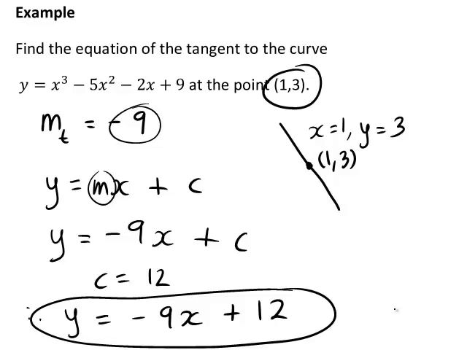So the process we followed is we first found the derivative of y with respect to x. We then substituted in the x value at the particular point we were interested in, which gave us the gradient of the tangent. And then by substituting in the coordinates of our point, that allowed us to find the y-intercept c of the tangent line, and hence the equation for the tangent to the curve at that particular point.